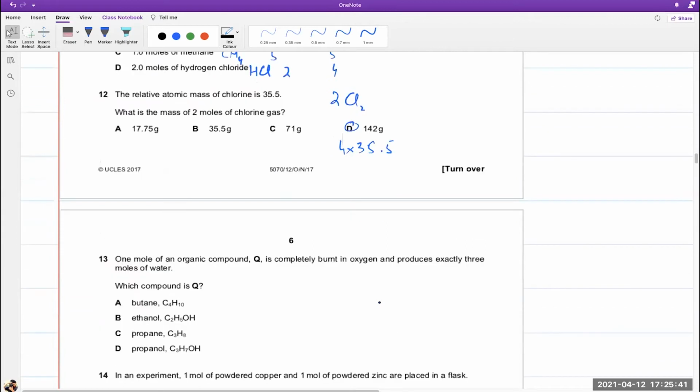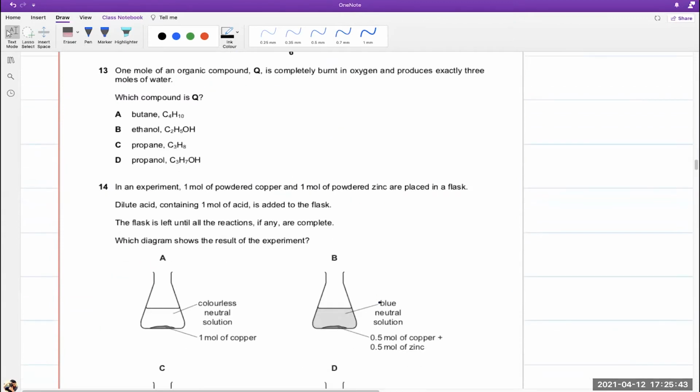1 mole of an organic compound is burnt in oxygen and produces exactly 3 moles of water. Exactly 3 moles of water produced where? They haven't told us how much carbon there is, but this is combustion analysis. 3 moles of water formed, so the organic compound could have oxygen, could have hydrogen, but how much hydrogen should it have?